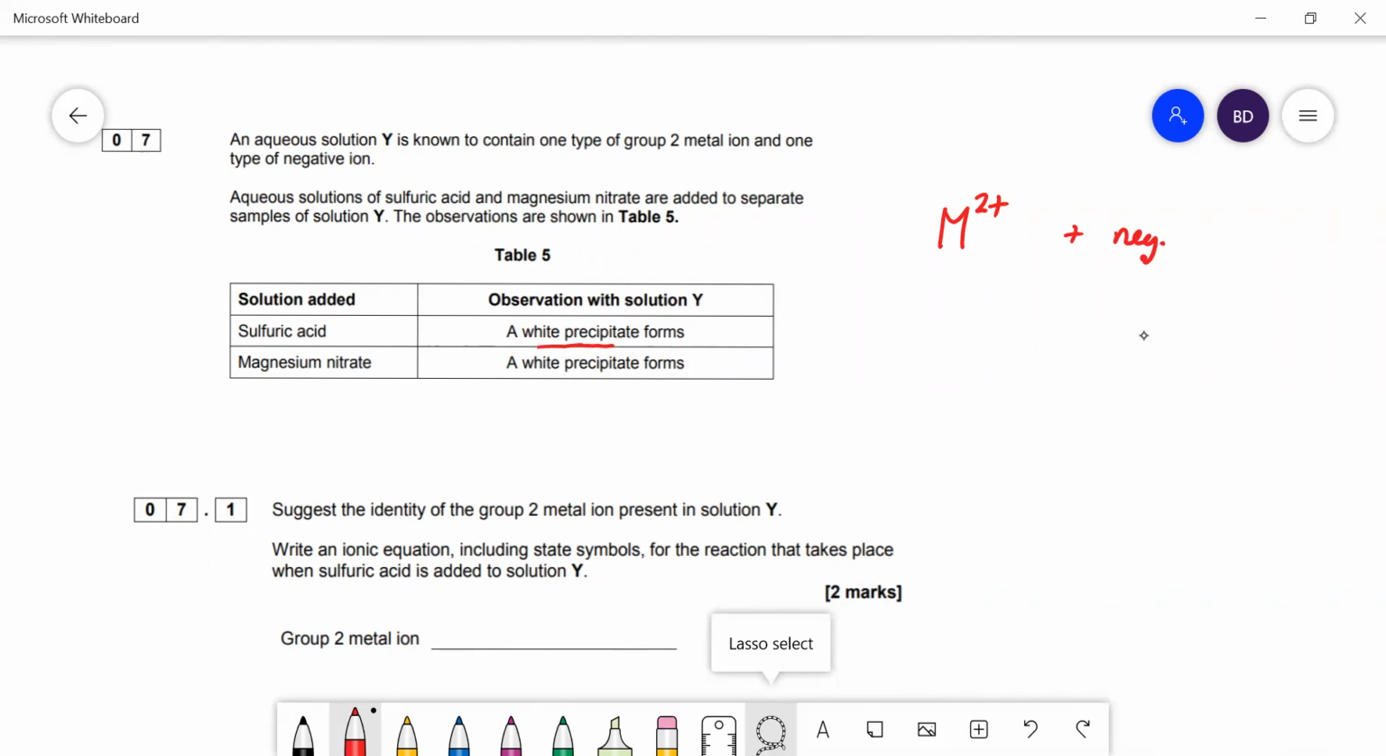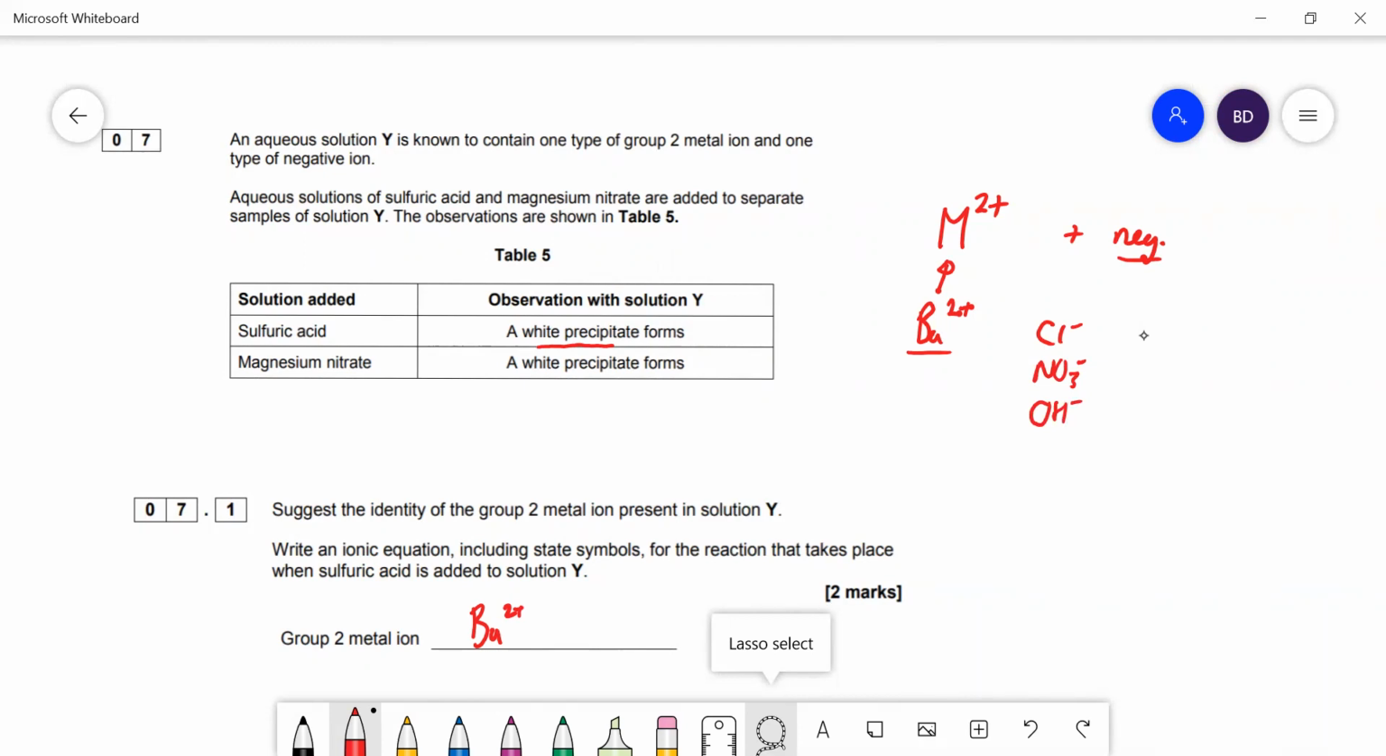Sulfuric acid, and you get a white precipitate. That should tell us that this is almost certainly barium. It could actually be strontium as well, because strontium sulfate is also very insoluble. But let's say barium. So we're pretty sure that is Ba2+. Now what's the negative ion? It could be chloride, bromide, iodide, etc. It can't be sulfate. It could be nitrate. It could be hydroxide.